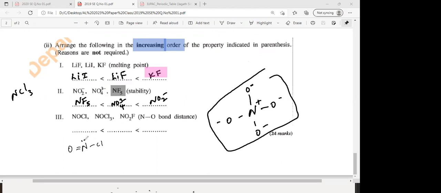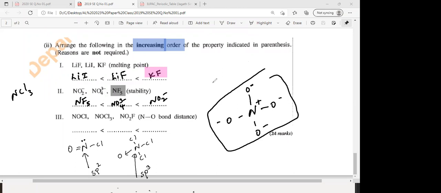Okay. Then NOCl3 you can go like this, chlorine. You can have a dative bond like this. So you can check the hybridization now, then you can easily check the bond angle. So this is sp, this is sp2, this is sp3. Look at the screen. This is sp3.